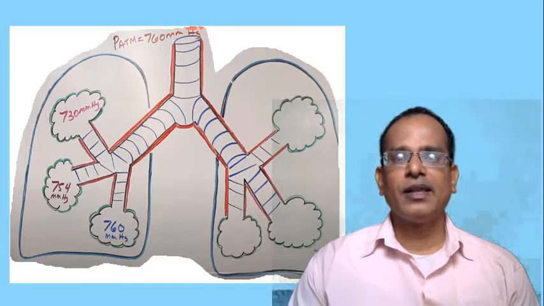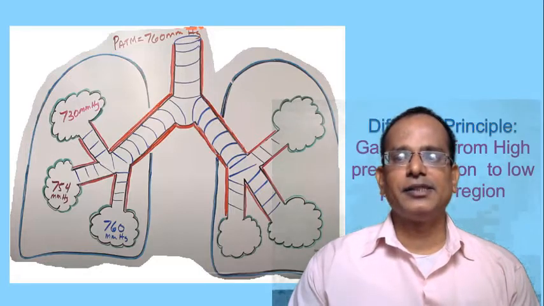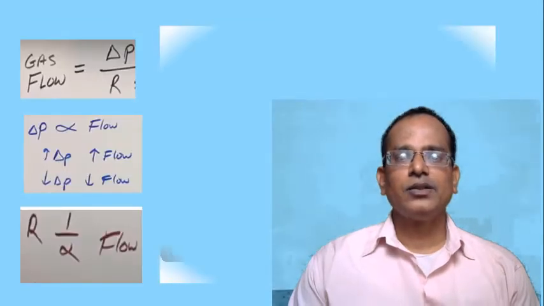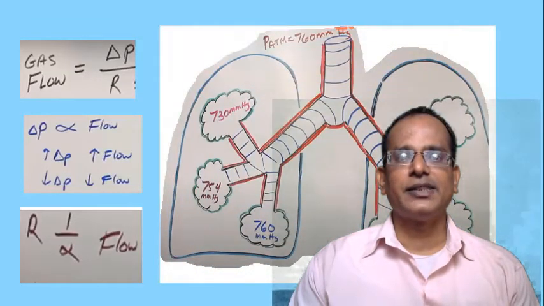Due to this phenomenon, airflow always moves from higher pressure to lower pressure. With the help of this, we can easily find the airway resistance. The principle here is diffusion: gas always moves from a higher pressure region to a lower pressure region. So this is the gas flow formula: flow equals the differential pressure divided by the resistance in its path.